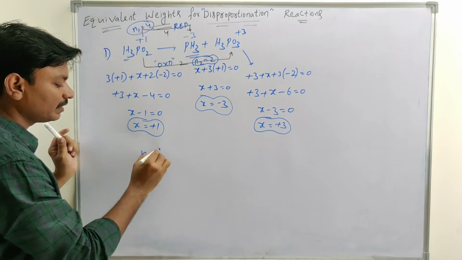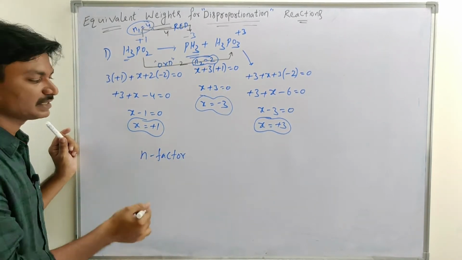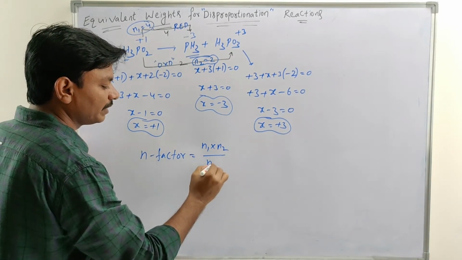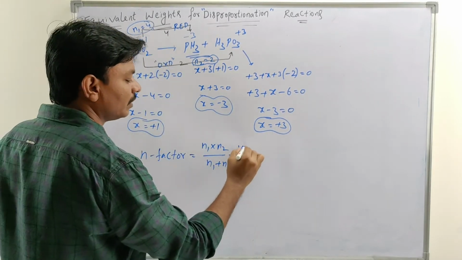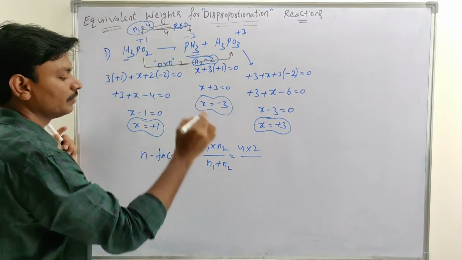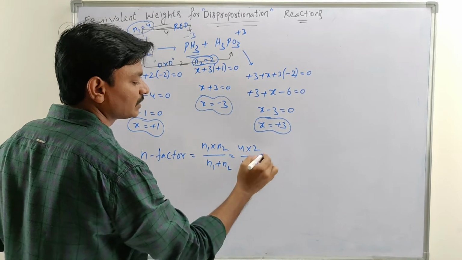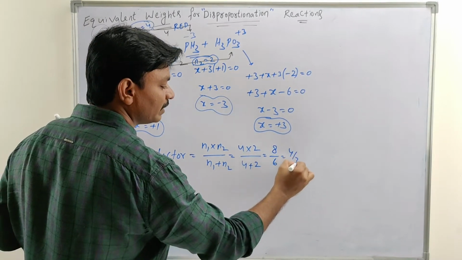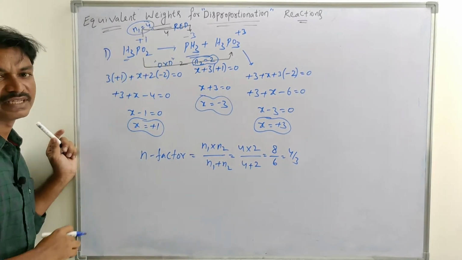Then the N factor value for disproportionation reactions is equal to N1 into N2 divided by N1 plus N2. Here N1 equal to 4 and N2 equal to 2. That is 4 into 2 divided by 4 plus 2, which is 8 by 6, that is 4 by 3. 4 by 3 is the N factor value of the given disproportionation reaction.